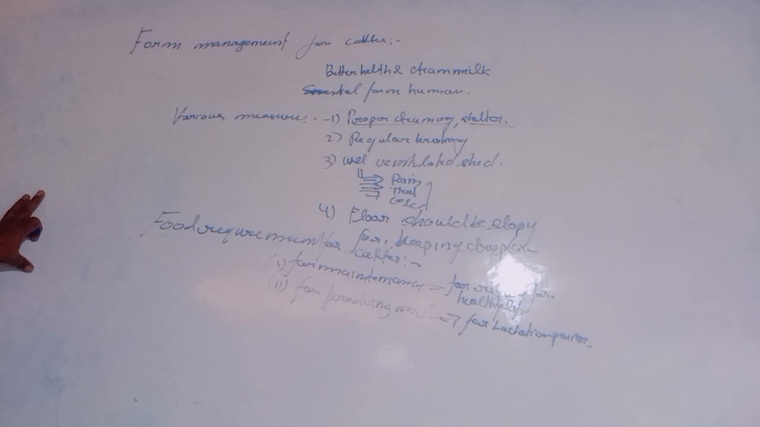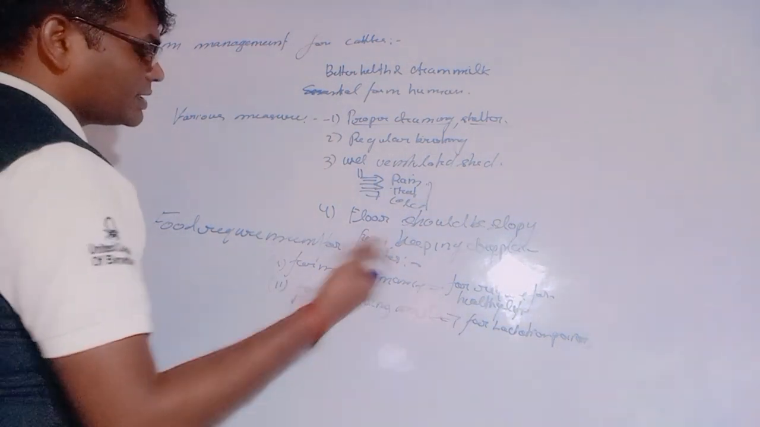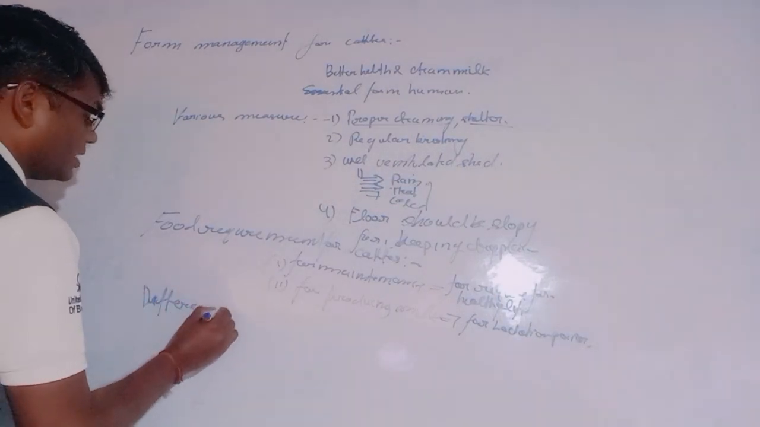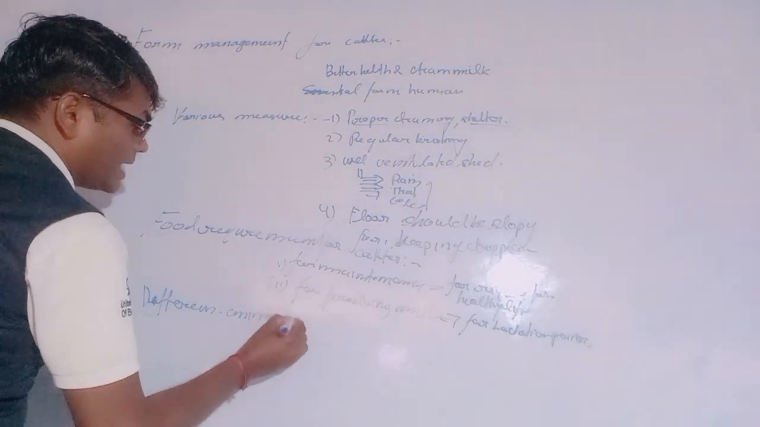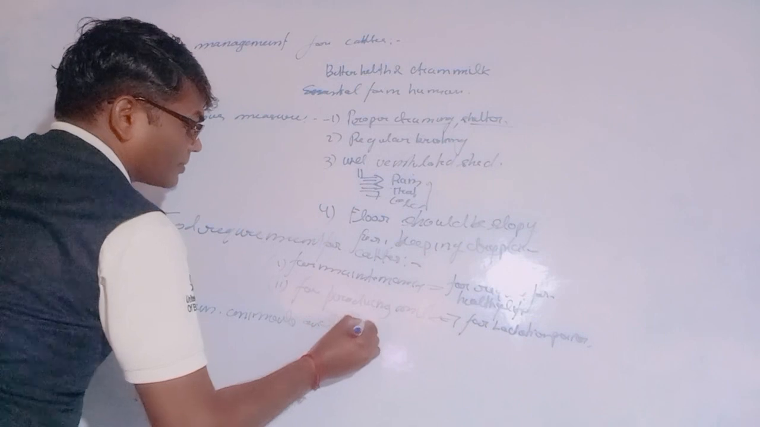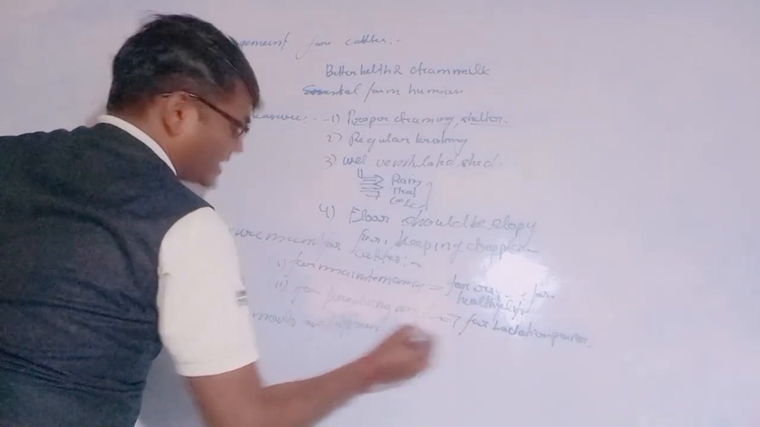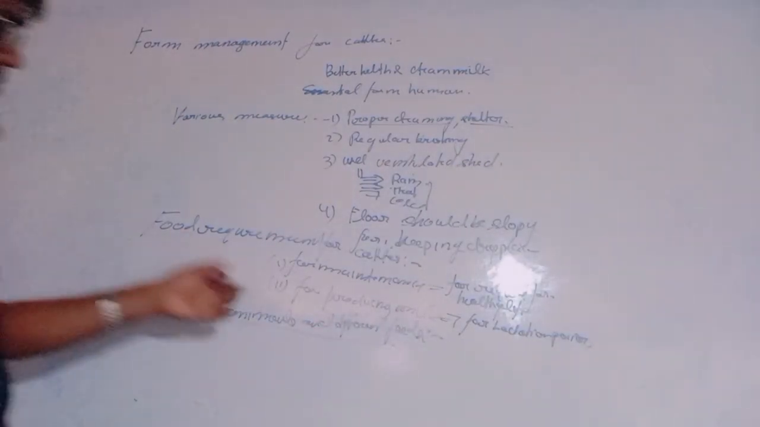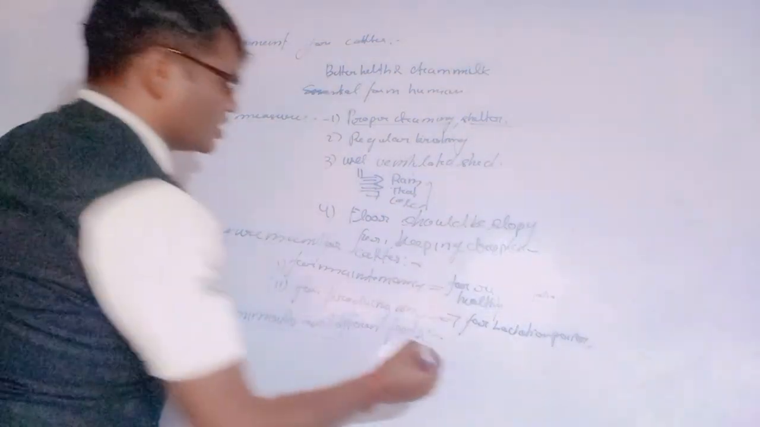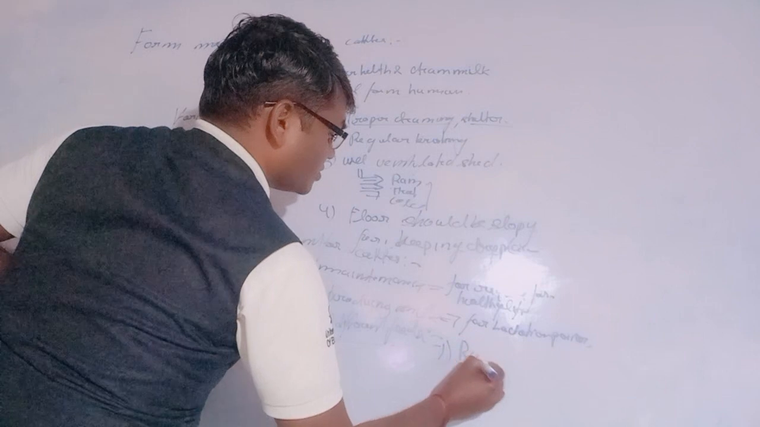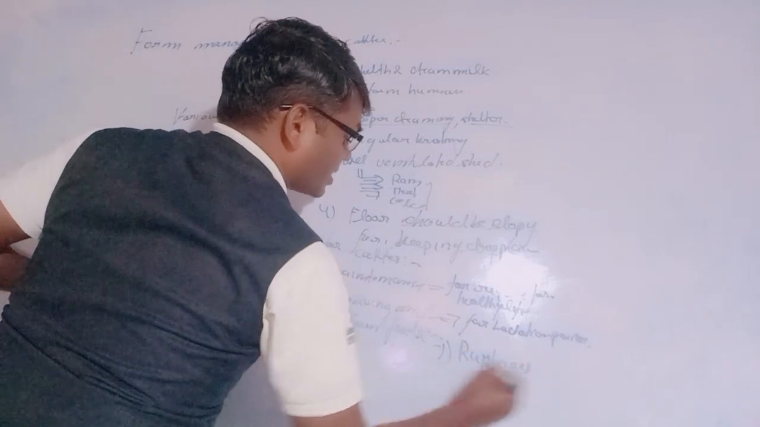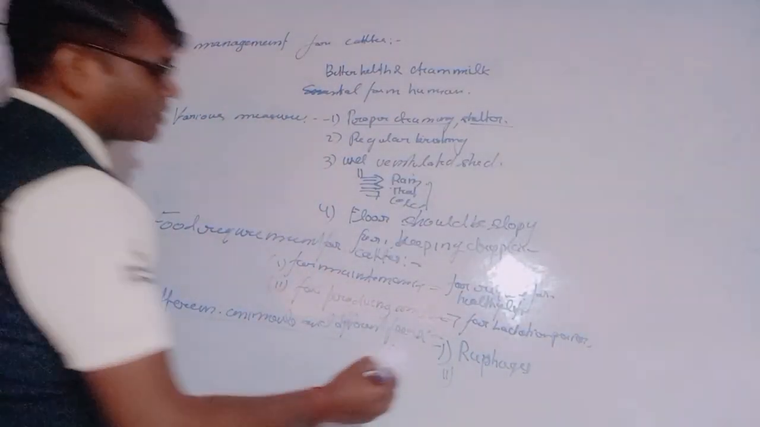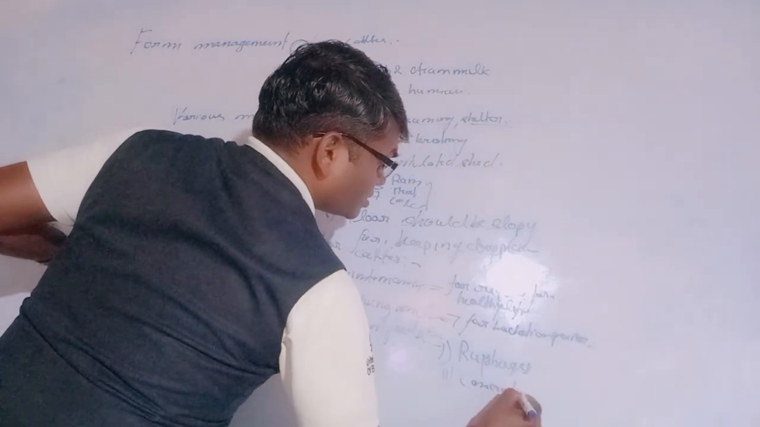Now, different animals have different feeds, so we will discuss the different feeds. There are a lot of different types of animals available here, and on the basis of these animals we will study the feeds. The first feed we have discussed here is roughages, and the second is concentrates.